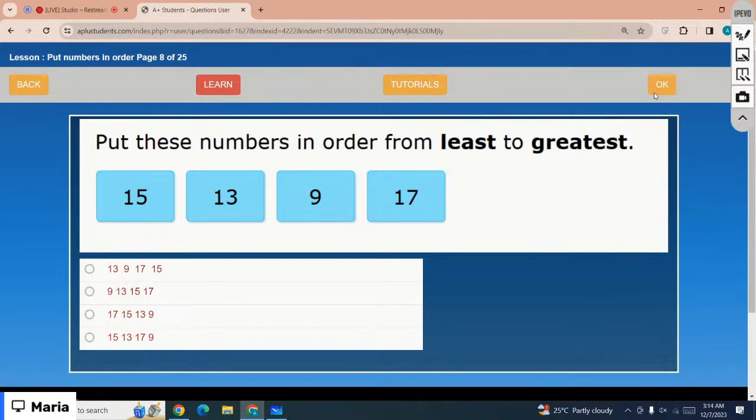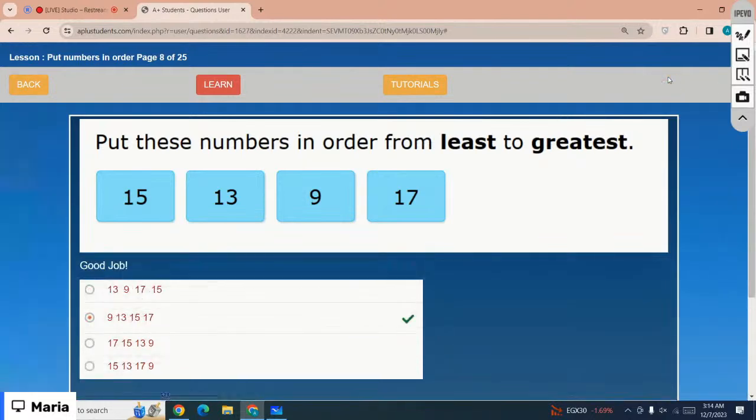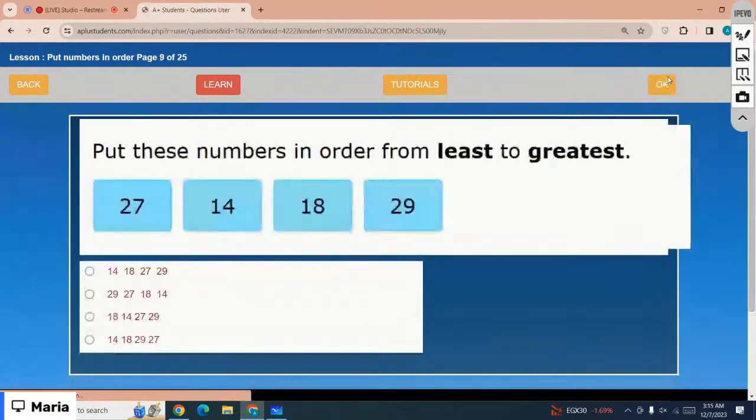The correct option is, yes, that is 9, 13, 15, and 17. Option number 2 is the correct option. Please write the answer only once, right? Do not create a mess. Write them once. Put these numbers in order from least to greatest. So, which is the correct option? How do you write them from least to greatest?